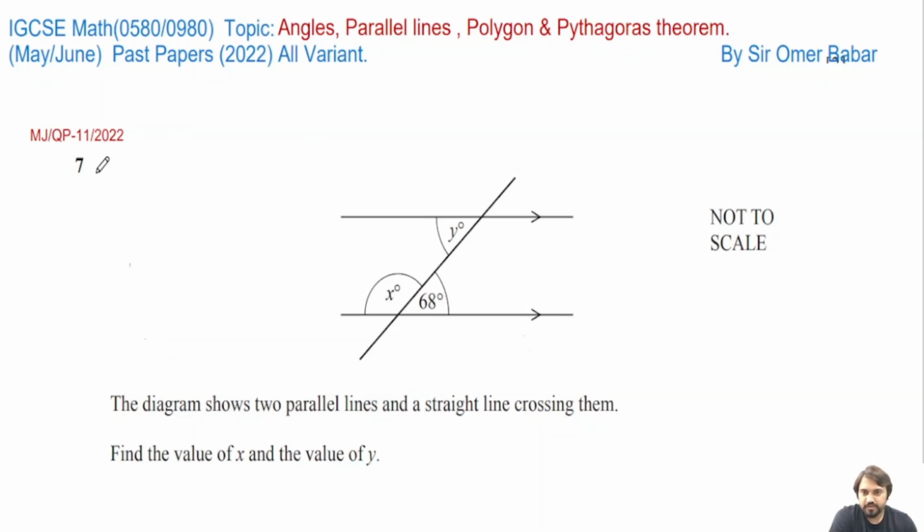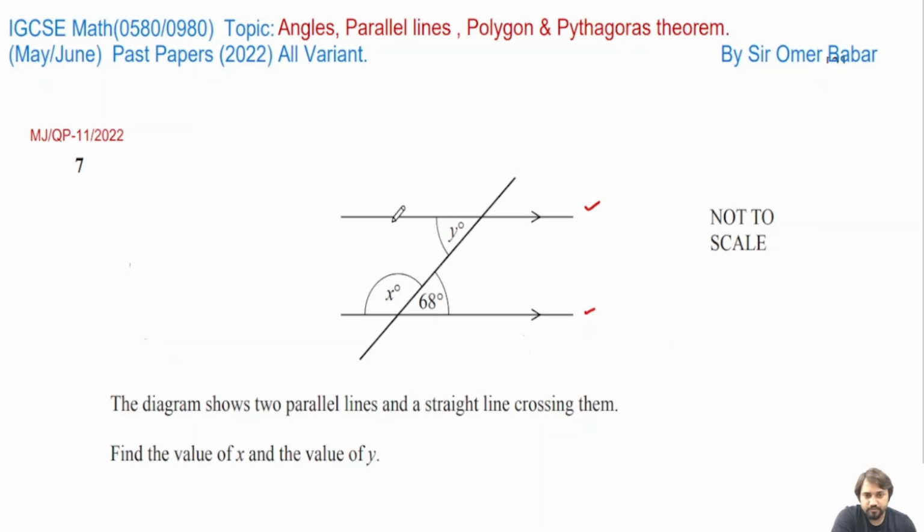So let's start. Our first question is question 7 that appeared in 2022. The paper was 1 and the variant was also 1. We have this diagram, and the diagram shows two parallel lines, this one and this. And we have a crossing line which we call a transversal line. Find the value of x and the value of y. We need to calculate the value of x and the value of y.